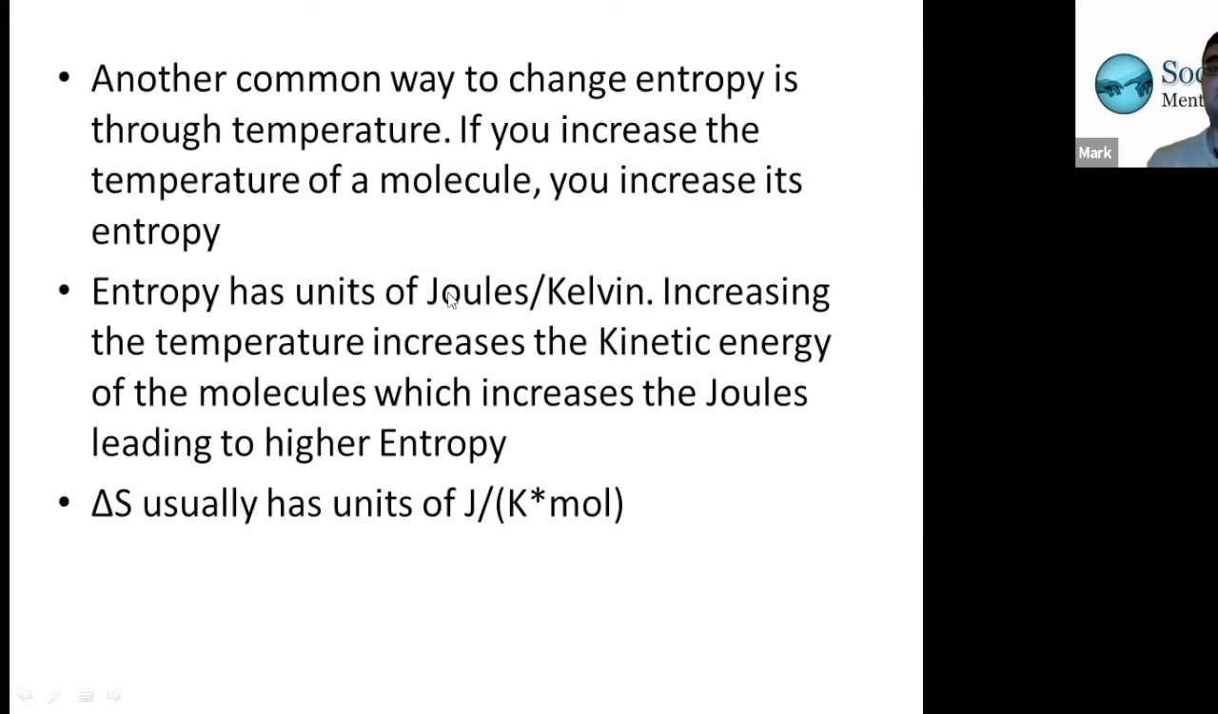Like I mentioned, entropy itself usually has units of joules per Kelvin. However, delta S, or changes in entropy, especially of a reaction or a small system, usually has units of joules per Kelvin per mole, right? And that's because most of the chemical reactions we look at are on a per molar basis, right?